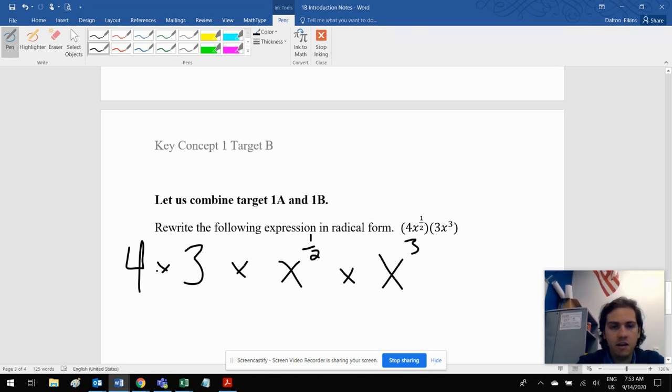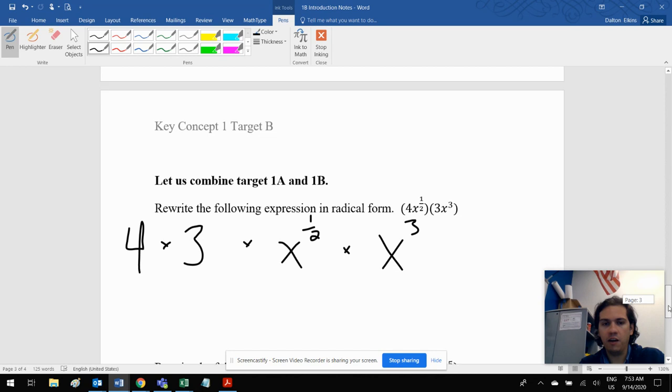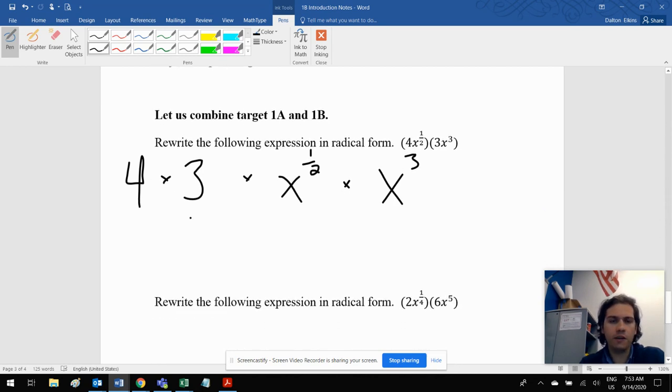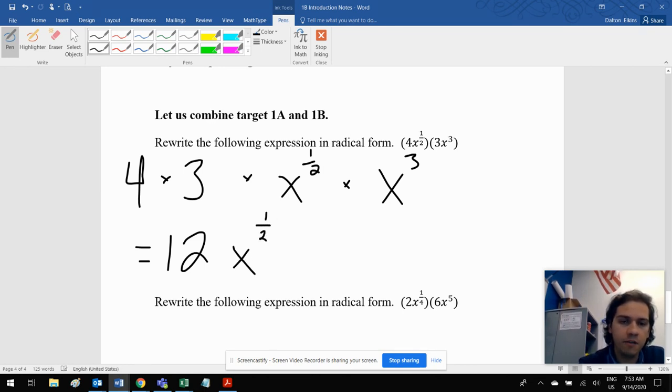I don't like writing x's for multiplication. It's something I normally don't do, because it reads like a bunch of different x's and you get confused. So I'm going to try to make them a little smaller. Perfect. So let's think about what we can do. 4 times 3 is something that we can do, and that is equal to 12. And then remember for this part here, if we're multiplying bases, we add the exponent. So here I'm going to do 1/2 plus 3.